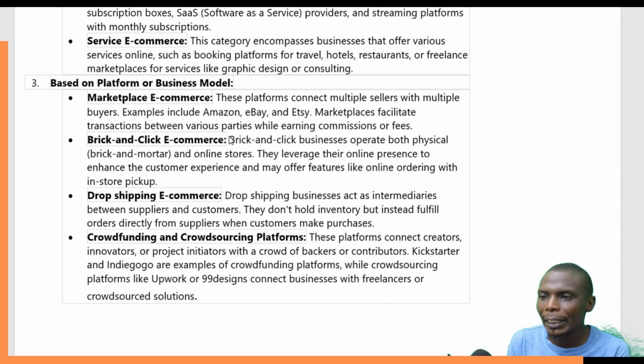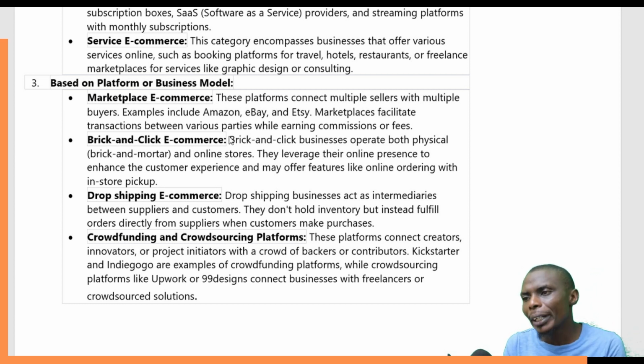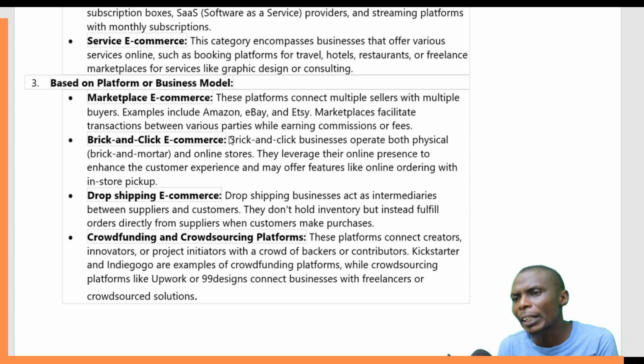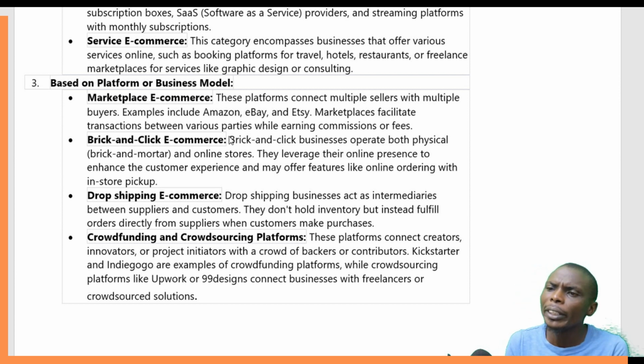Then we have brick and click e-commerce. So in brick and click e-commerce, businesses operate both physically and online. Well, that's why we call it brick and mortar. They leverage majorly on online presence to enhance the customer experience, and they may offer features like online ordering with in-store pickup.